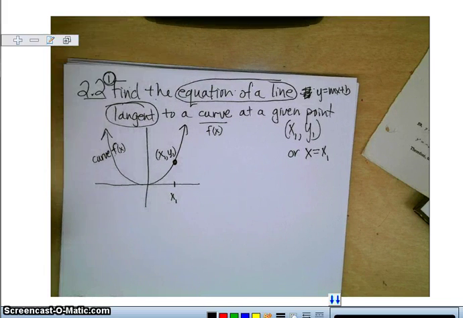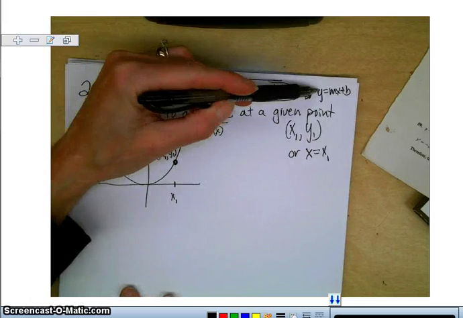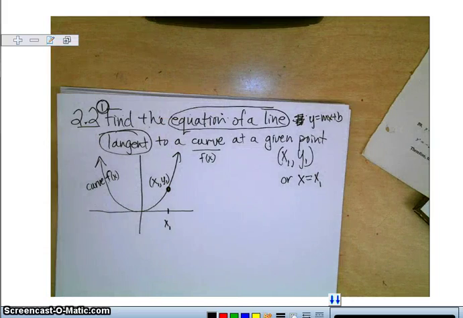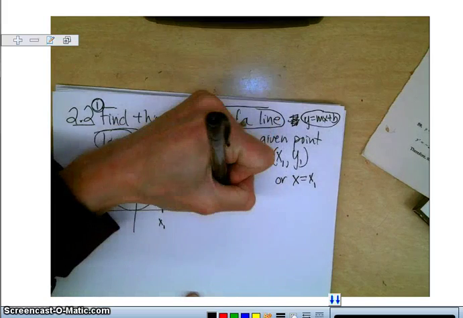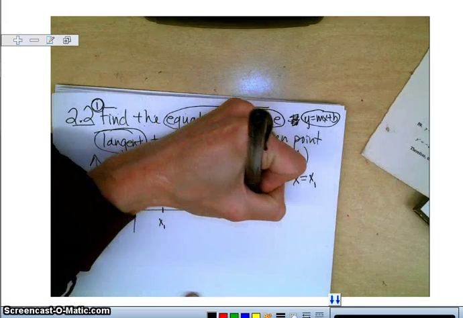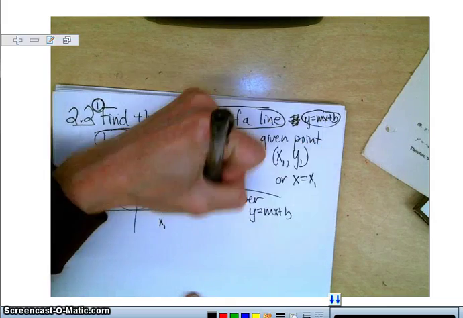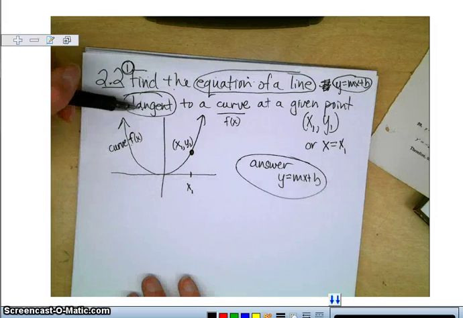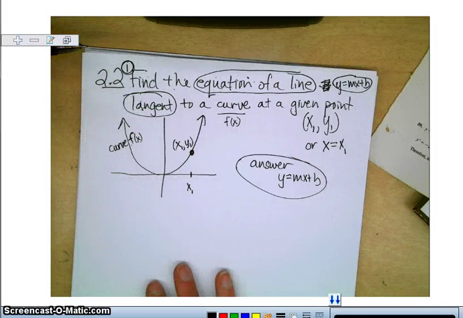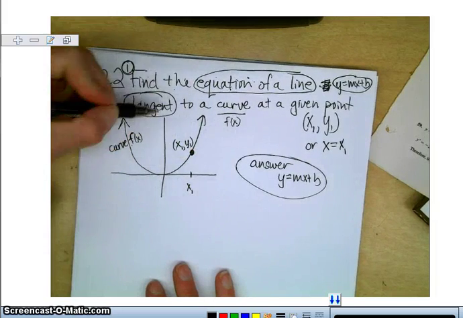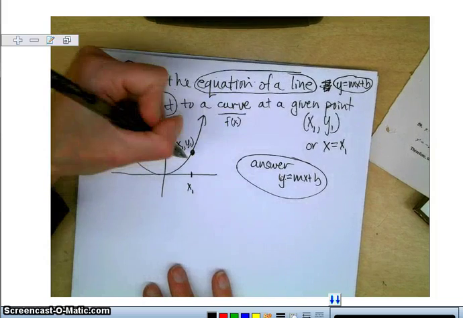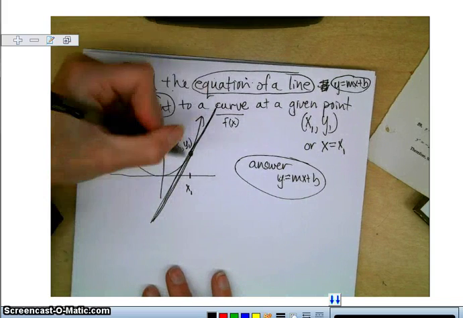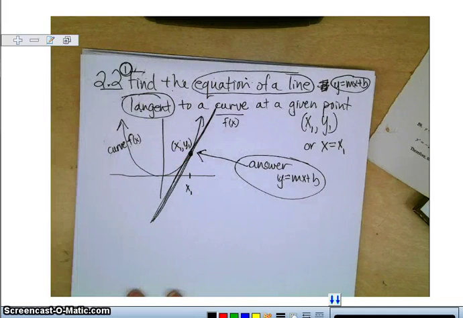Okay. All right, so find the equation of a line. So aren't we asked to find the equation of a line? Isn't that our task? So our answer to this has to be a y equals mx plus b, right? That's what our answer has to be, a line. What does tangent to a curve mean? Touches it at one point. So my line, my linear equation, can only go through that point, and it has to look like this. So we need to write the equation of that line.